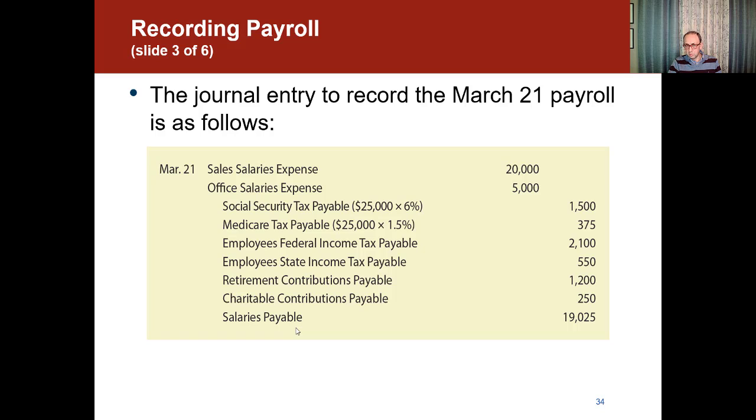When we pay, let's say at the end of the month, then we debit salaries payable and we credit cash. Or it could also be paid on a regular basis, but we record it first as a liability to the employees, and then we debit salaries payable and credit cash as part of the regular payment for the employees.